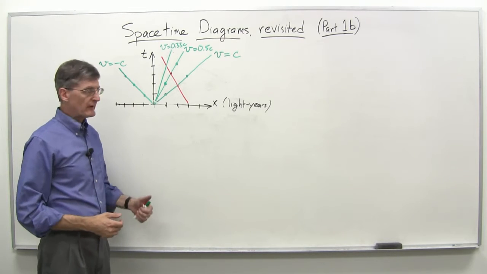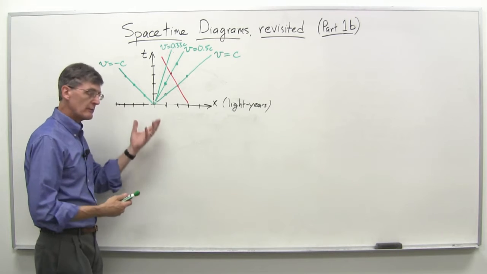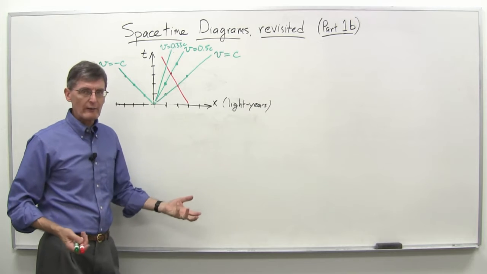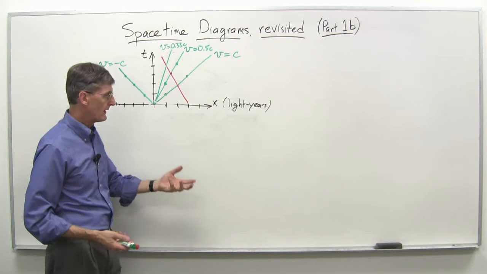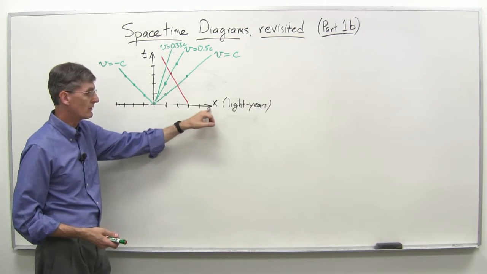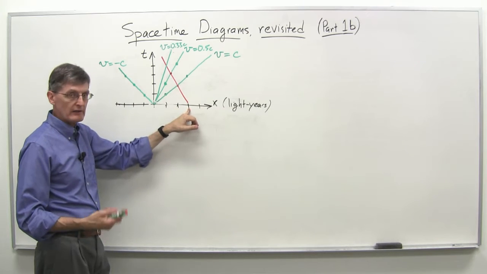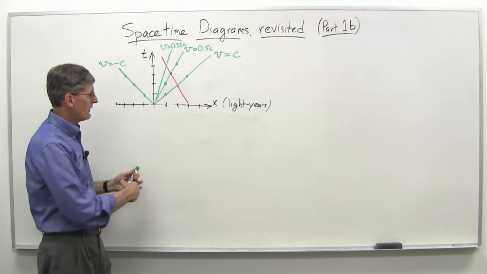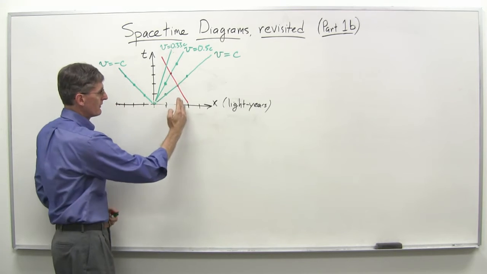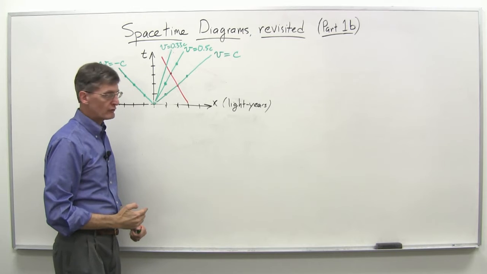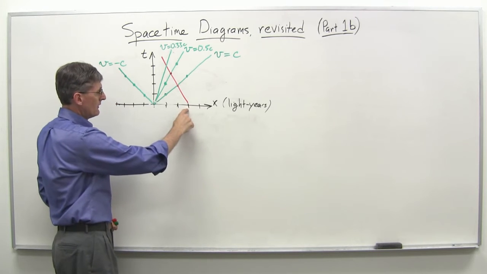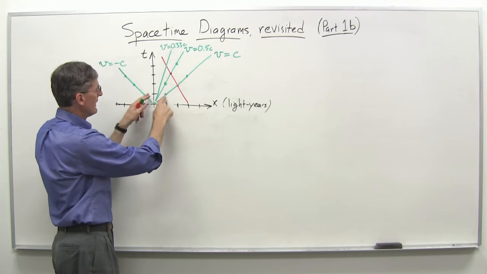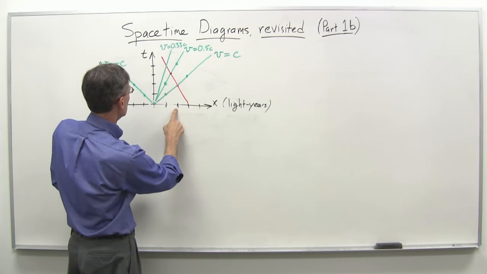Okay, then finally, what about this red line? Well, think about this a minute. If I said, this is the world line of something, describe to me what it's doing. We say, well, at t equals 0 here, it's at x equals 3, so the 3 light year mark. And then as time goes on, it's clearly moving to the left because the line is sloped in that direction. At t equals 0, it's at x equals 3.